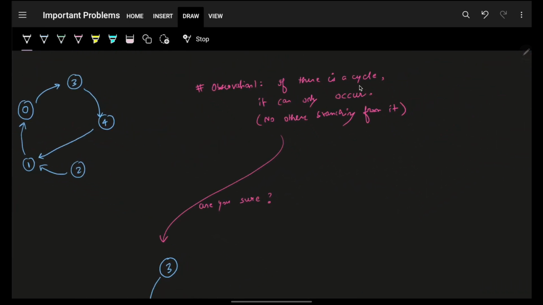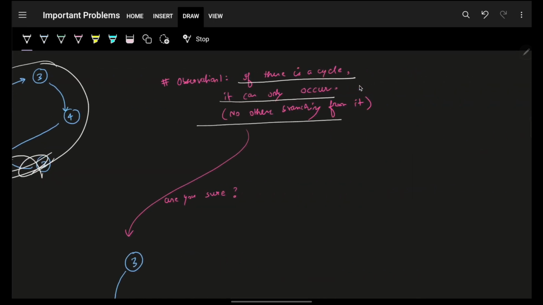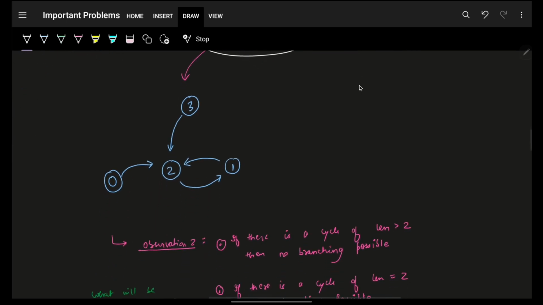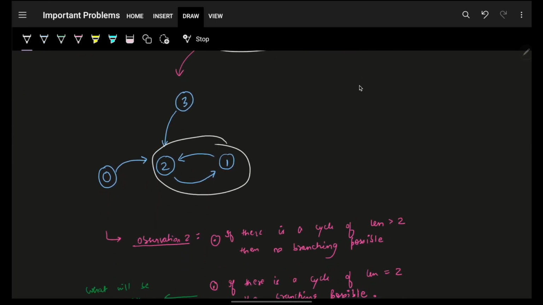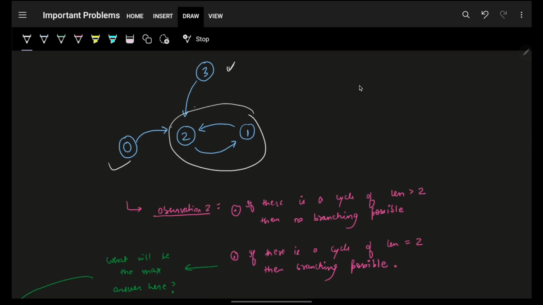Observation here is that obviously if I have a cycle, it can only occur, which means all these branches cannot occur. Only the cycle can occur. But again, I also said that if a cycle is of length 2, then branches can occur. We will try to have at max one branch, because if it is already a cycle of length 2, then I can have one other extra branch.